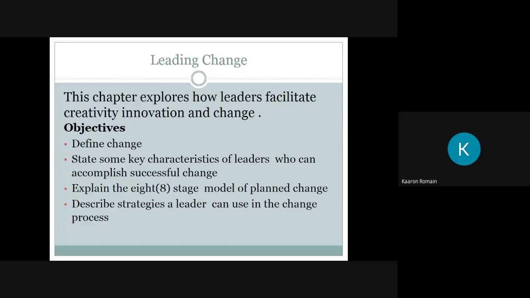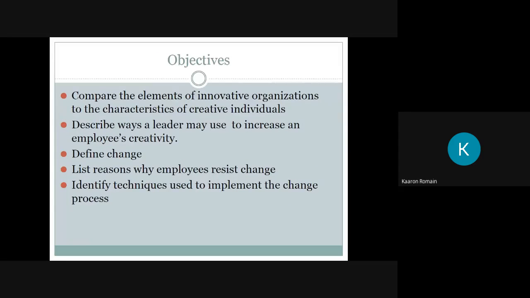Lead and Change. This chapter explores how leaders facilitate creativity, innovation, and change. The objectives: define change, state some key characteristics of leaders who can accomplish successful change. Explain the 8-stage model of planned change. Describe strategies a leader can use in the change process. Compare the elements of innovative organizations to the characteristics of creative individuals. Describe ways a leader may use to increase an employee's creativity.